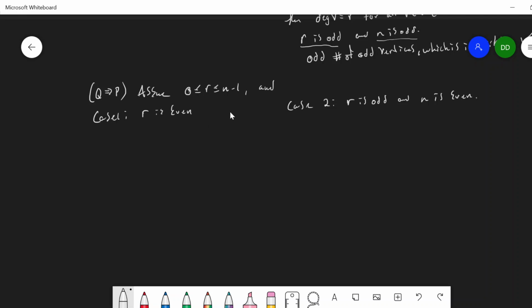I want to show this is true for all possible even numbers. The first thing it knocks out is when R is 0. If R equals 0, then what we want to show is that there is a 0 regular graph of order n. So 0 regular meaning every vertex has degree 0, and so this would be the empty graph. Then the empty graph, so no edges, of order n, is a 0 regular graph of order n.